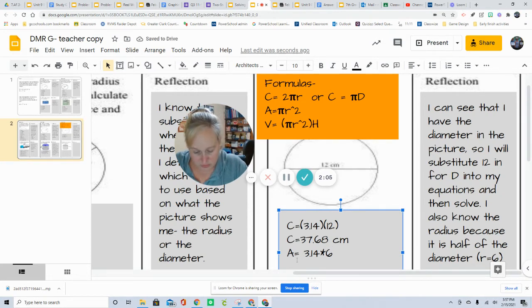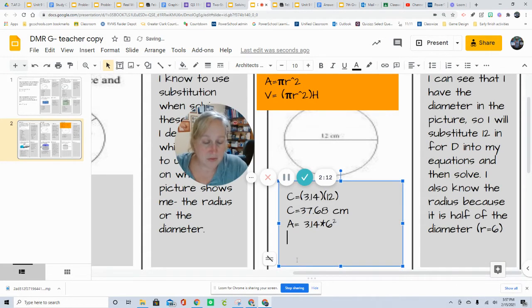So I'm going to use control period to make it superscript. There you go. Control period takes the superscript off because part of this I can do in my head. I'm going to do the exponents first because of the rules of order of operations. So A equals pi, which is the 3.14, times 6 squared, which is 36. Now I'm going to pause and use my calculator to verify my answer.